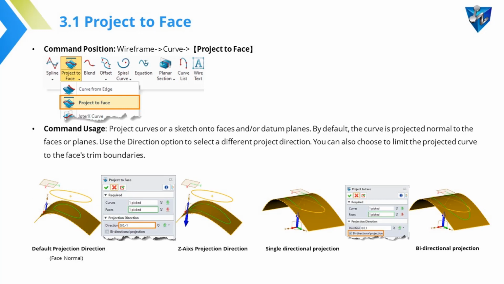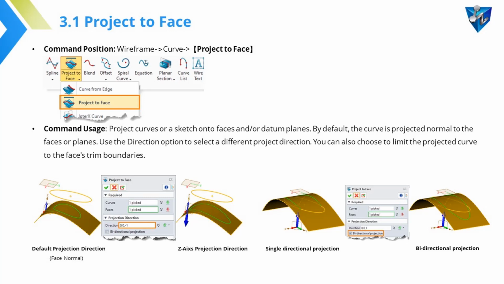The first one I will introduce is project to face. This function is used to project curves or a sketch onto faces and/or datum planes. By default, the curve is projected normal to the faces or planes. Use the direction option to select a different projection direction. On the bottom left is an example of projection. The left picture shows the default setting which is normal to the selected face. The right picture shows the result with the z-axis direction.